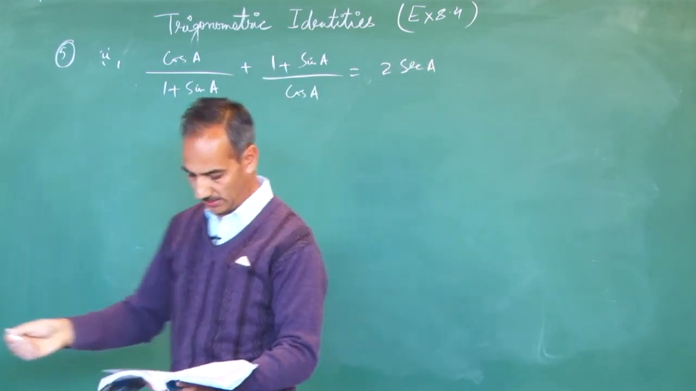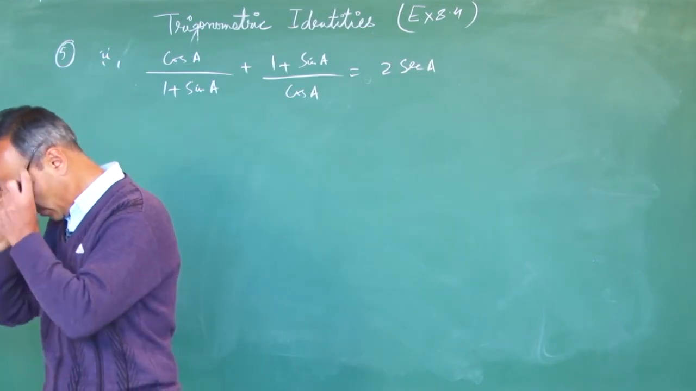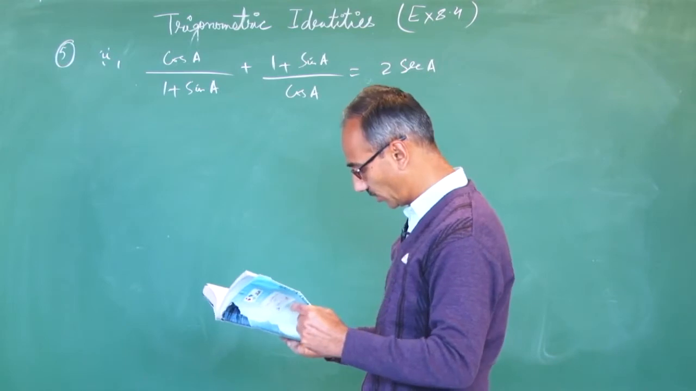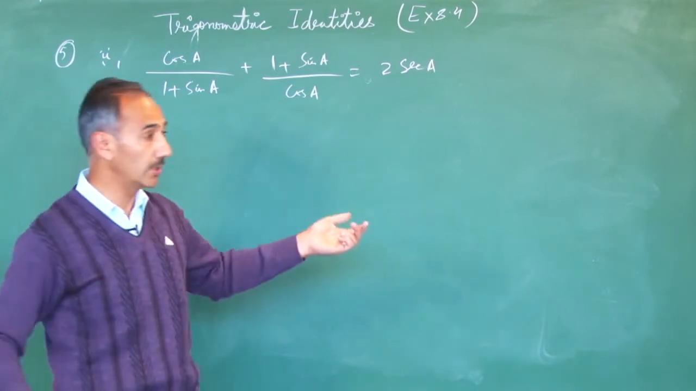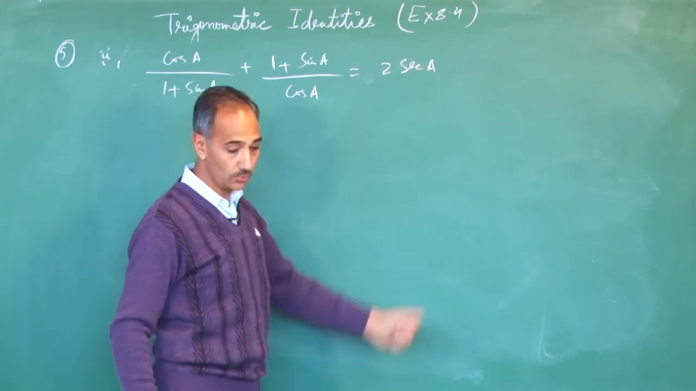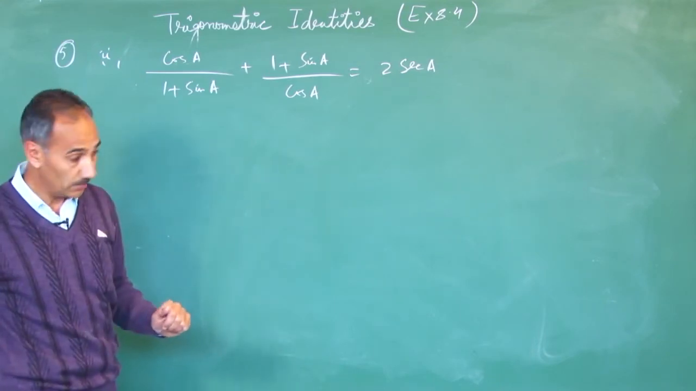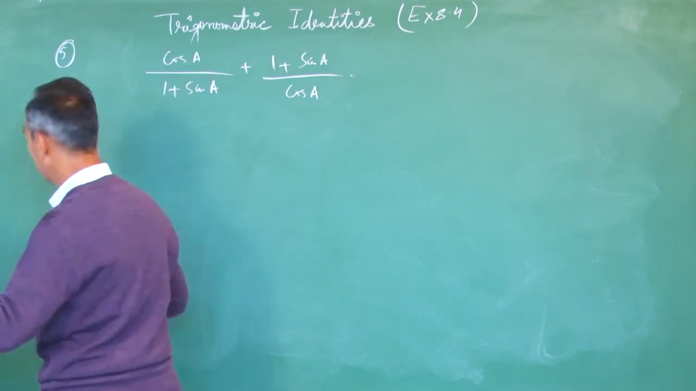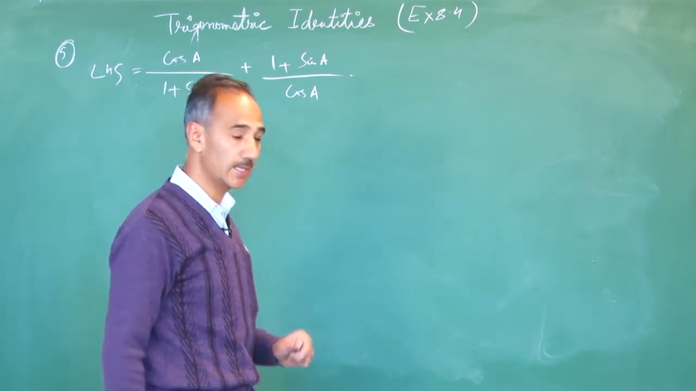Let me cross check it. So, yeah, cos upon 1 plus sin A plus 1 plus sin upon cos, you have to show that is twice secant of A. So quite obvious, we will work on the left hand side, quite hefty. This has to be worked. It has to be brought back to 2 secant A. So let me take the left hand side. This is my left hand side. Your right hand side is 2 secant A. I did a shortcut, my dear friends. This is to be shown equal to 2 secant A.